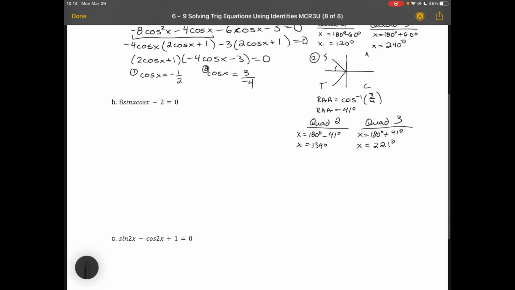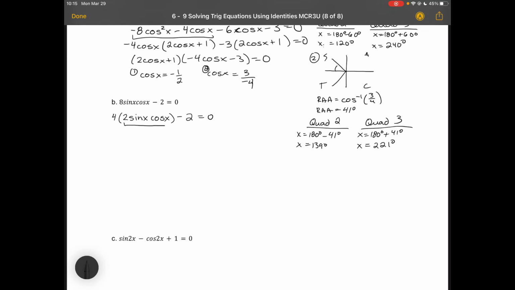Let's try another example. Here I've got 8 sine x cos x minus 2. And what I'm looking at here is a bit of a problem because I'm not sure how I'm going to solve that based on the identities that I know. So what I actually do have are some double angle formulas. Here I've got 8 sine x cos x. What I'm going to do first is rewrite this as 4 times 2 sine x cos x, and then I've got minus 2.